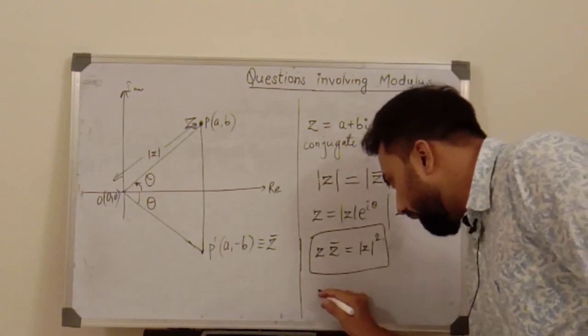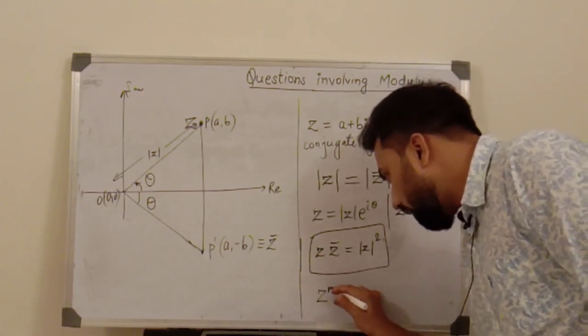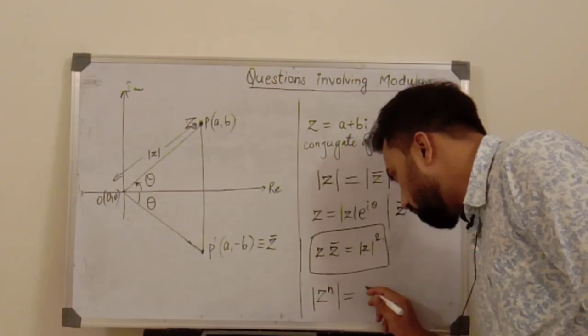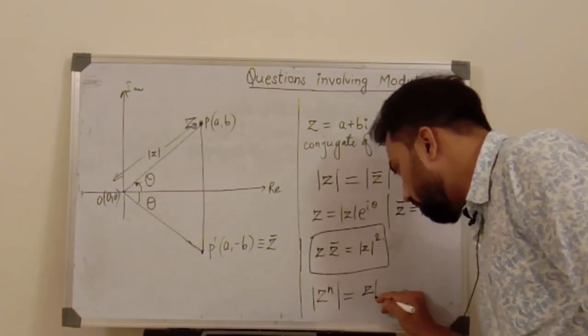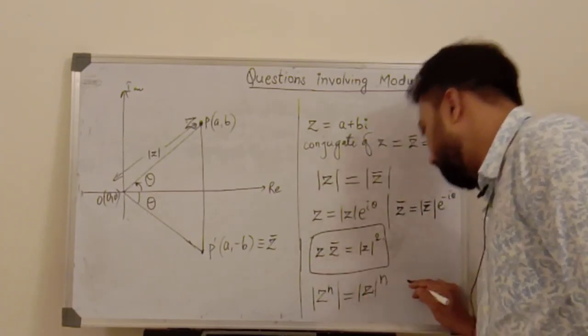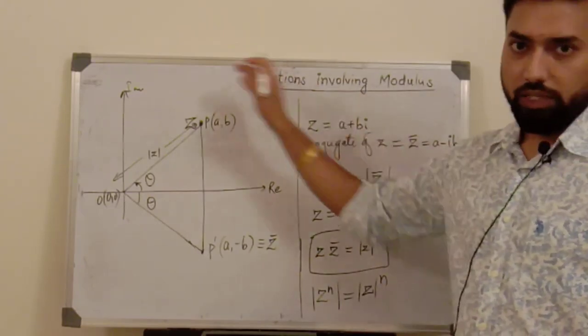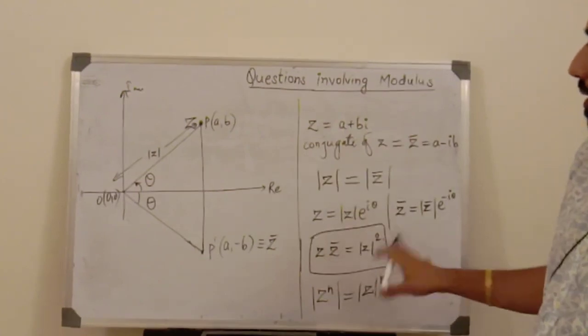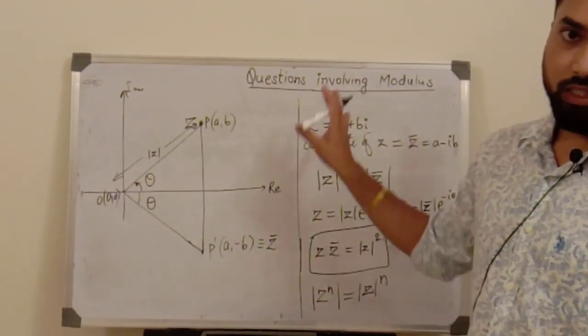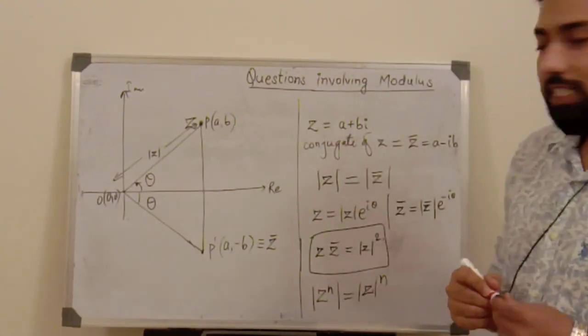Now one more property is there which says mod of z raised to the power n is equal to mod of z, whole raised to the power n. This is also a property which will be needed in the given questions. So these are the properties that will be needed in the coming questions. Okay, let's start with the questions.